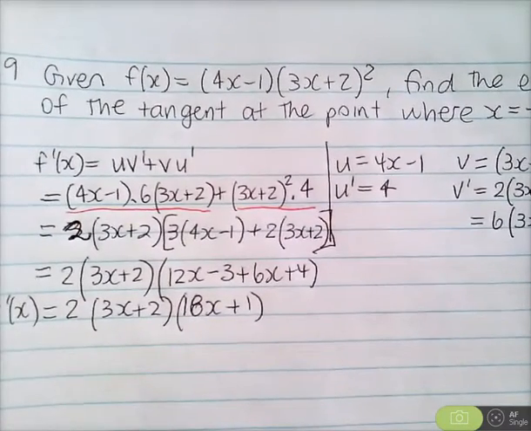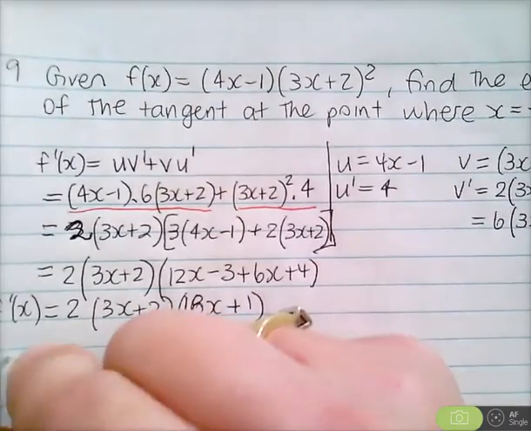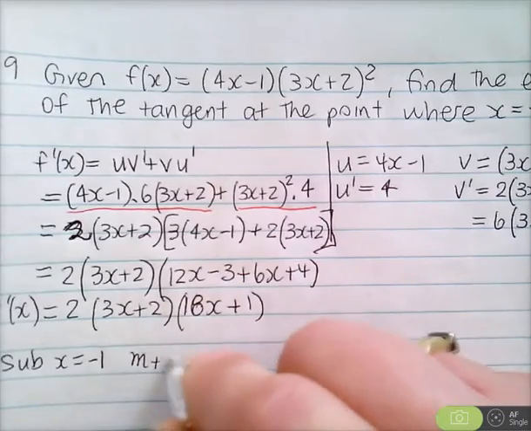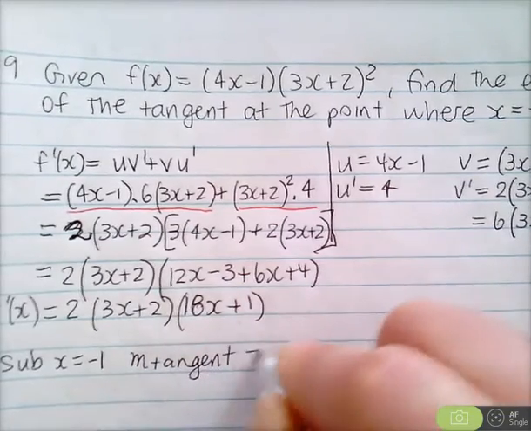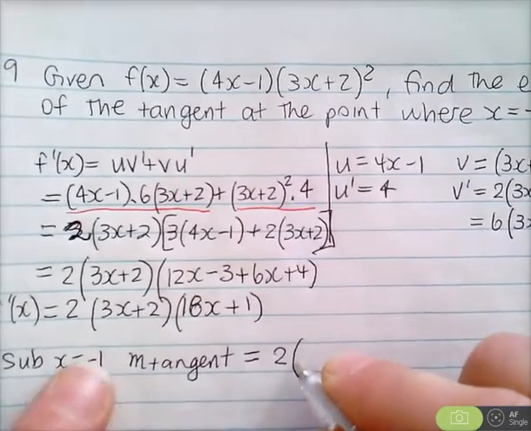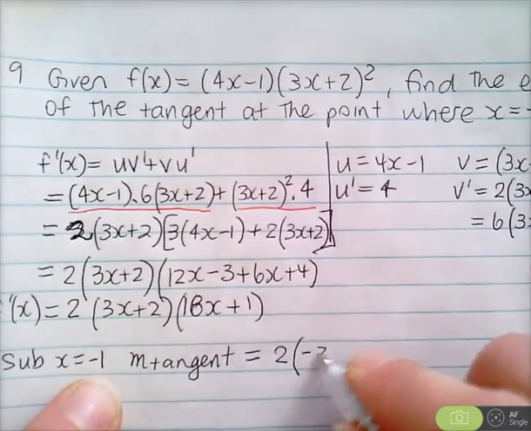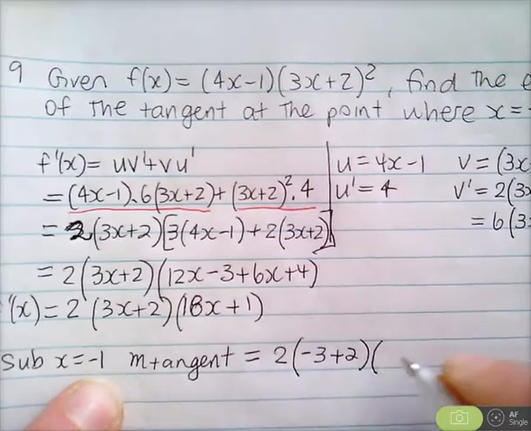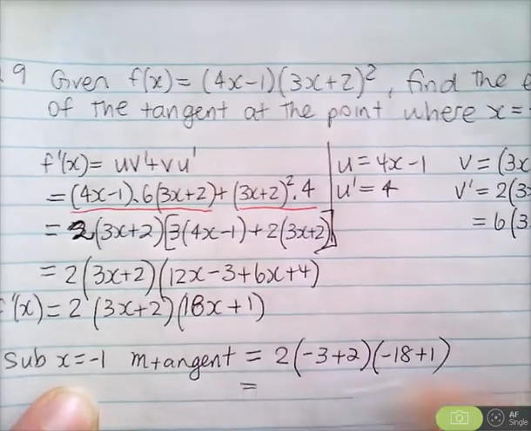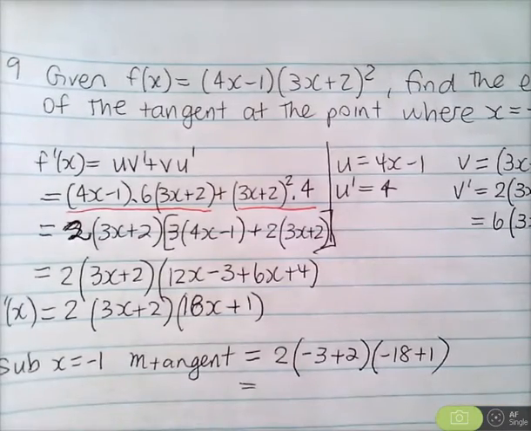Find the equation when x is negative 1. So we substitute x is negative 1. That gives me the gradient of the tangent. 2 bracket. What's 3 times negative 1? Negative 3 plus 2. What's 18 times negative 1? So it's 2 times negative 1 times negative 17.